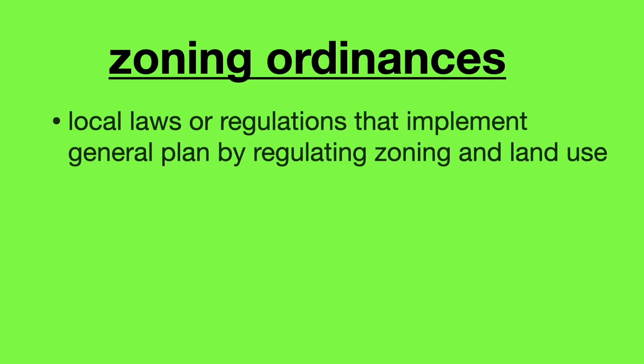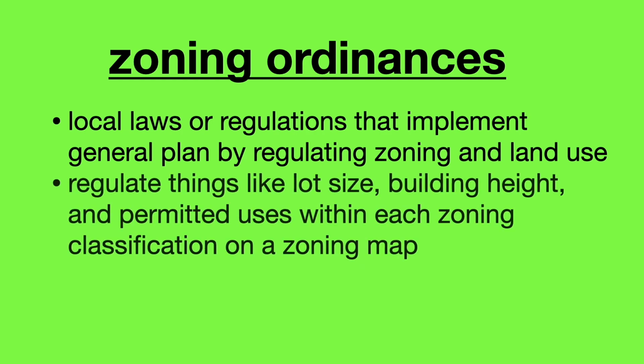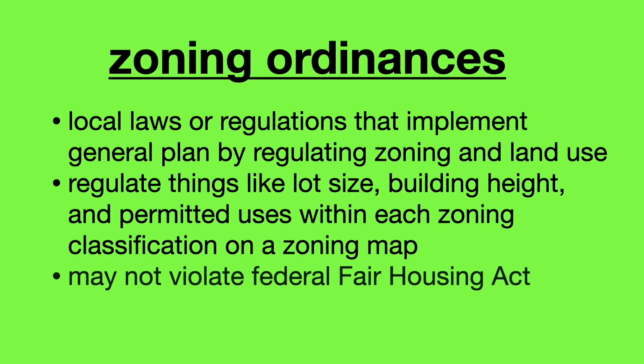Zoning ordinances. Local laws or regulations that implement the general plan by regulating zoning and land use. They regulate things like lot size, building height, and permitted uses within each zoning classification on a zoning map. Zoning ordinances may not violate the Federal Fair Housing Act. That is actually a zoning issue.